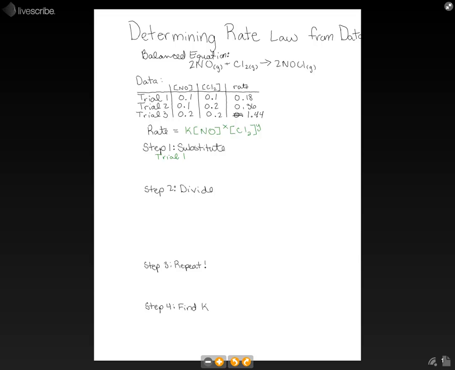So for trial 1, our rate was 0.18, and that's going to be equal to k times concentration 0.1 to the x times concentration 0.1 to the y. We're going to do this again for trial 2. And these are all going to have the same k value. K is a constant throughout the entire problem.